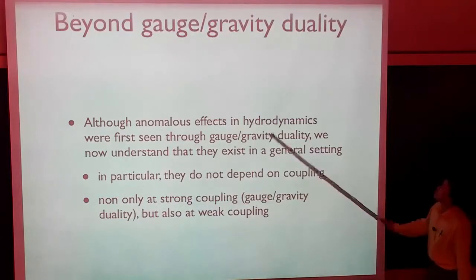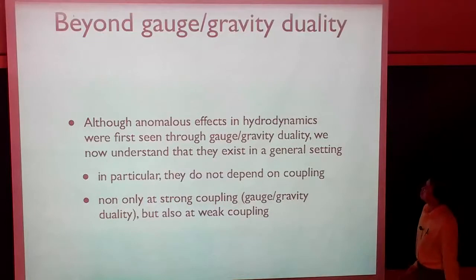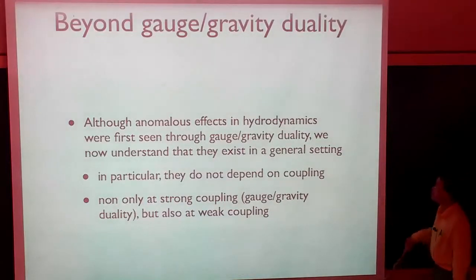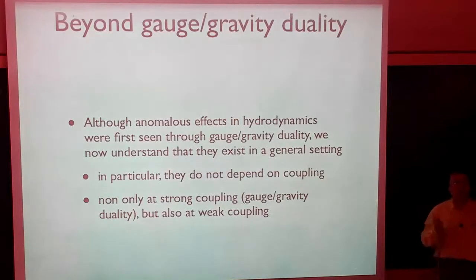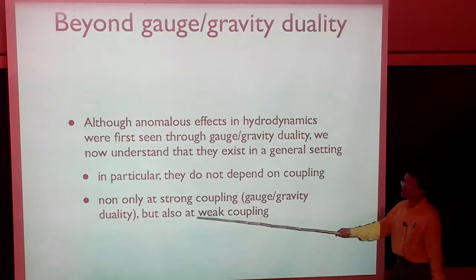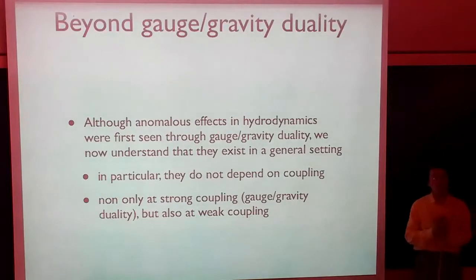By looking at this effect outside gauge gravity duality, we now know that the effect does not depend on the coupling at all. It is just a result of anomalies. It should exist outside the range of validity of gauge gravity duality. In particular, the same effect should also occur at weak coupling. And weak coupling is something that we should be able to understand.